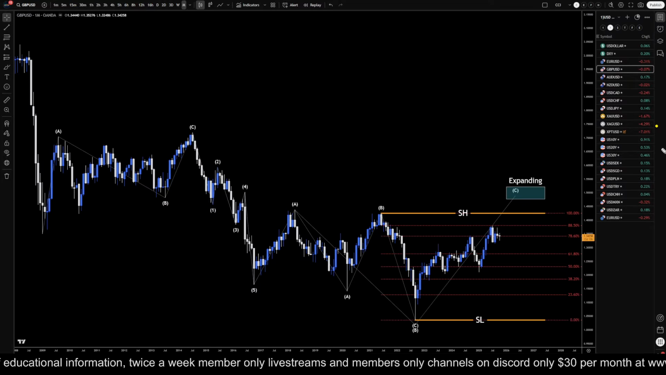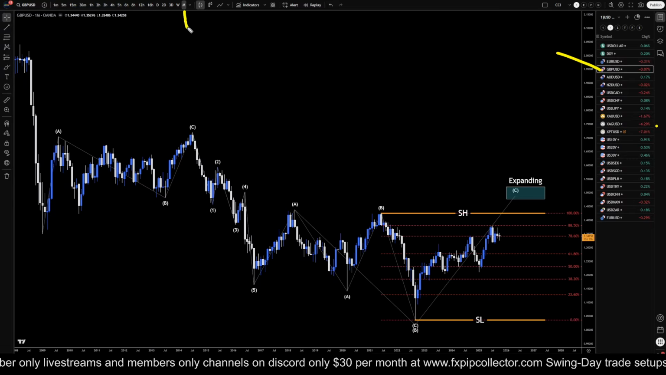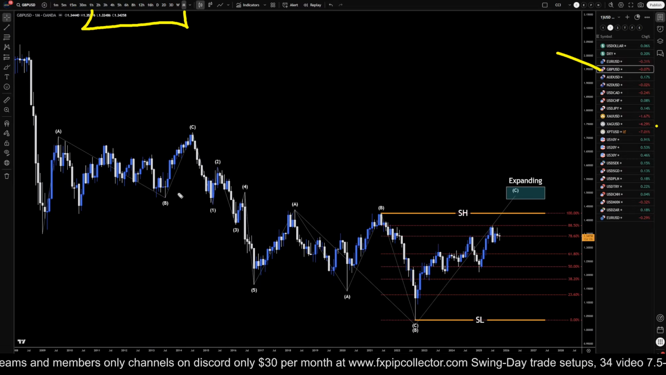Today is Sunday, October 19th, and this is my full top-down analysis for the pound US dollar, starting on the monthly time frame, working our way all the way down to the 1 hour.